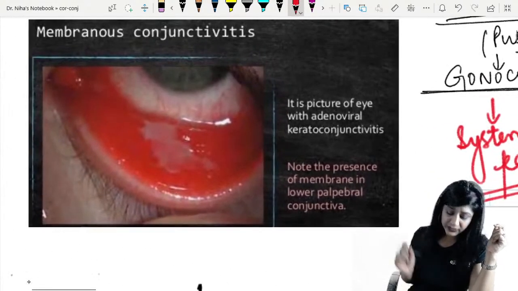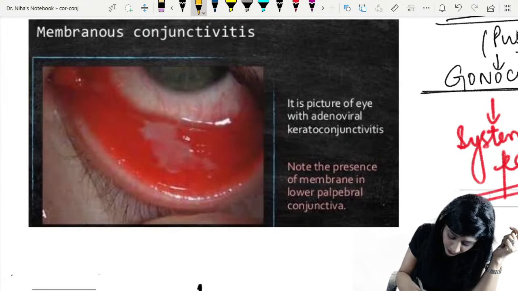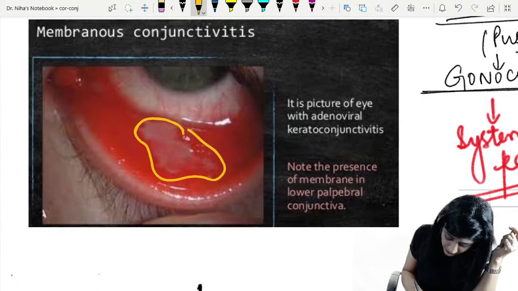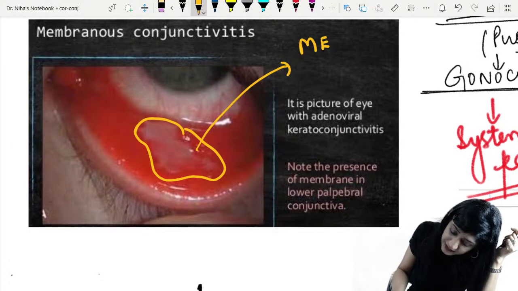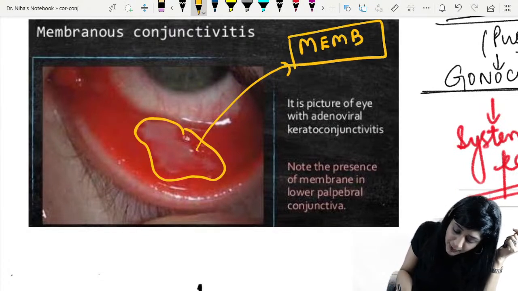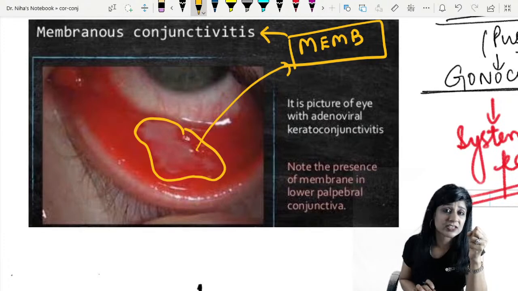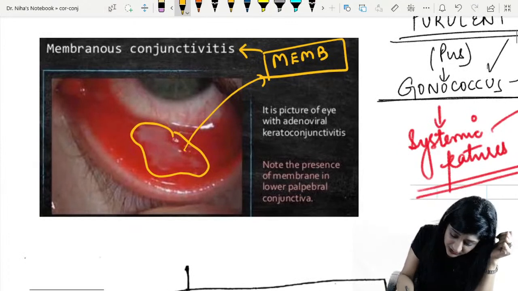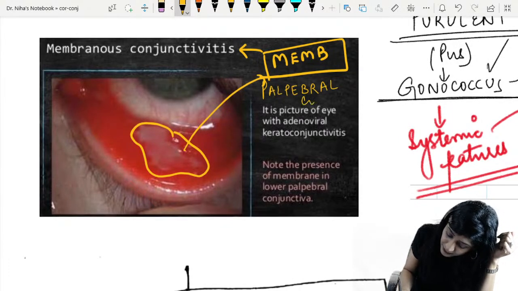Now see this one. A very, very important conjunctivitis that you can see here. Can you see this here membrane kind of a thing? We are having this one. So what is this? This is actually a membrane, and therefore this is a kind of membranous conjunctivitis. Now whenever we have the membranous conjunctivitis, the membrane is present in the conjunctiva. Which conjunctiva? It is present in the palpebral conjunctiva.